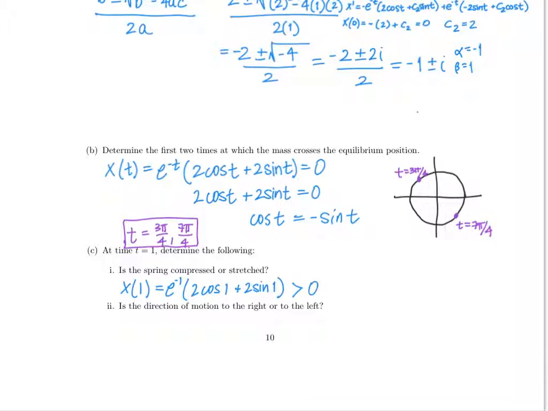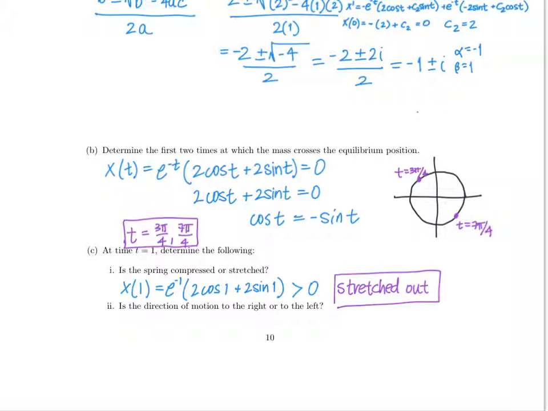All right? And since it's positive, that means that the spring, according to the picture up top again, is going to be stretched out. The final part of the question says, is the direction of motion to the right or to the left?